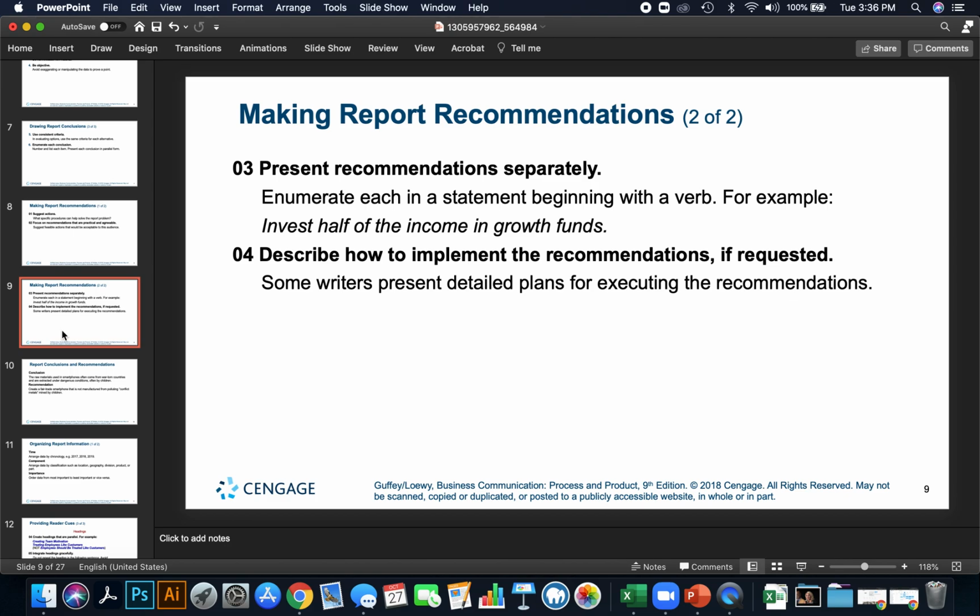Finally, describe how to implement the recommendations if requested. So we talked about the recommendations. Now let's talk about how to implement those recommendations.